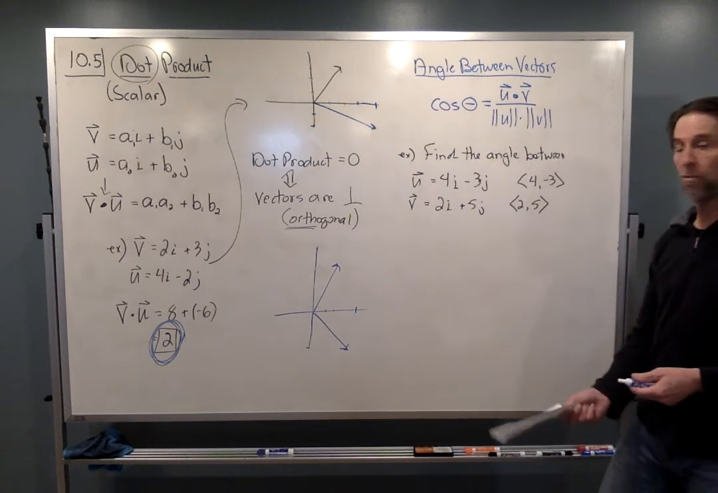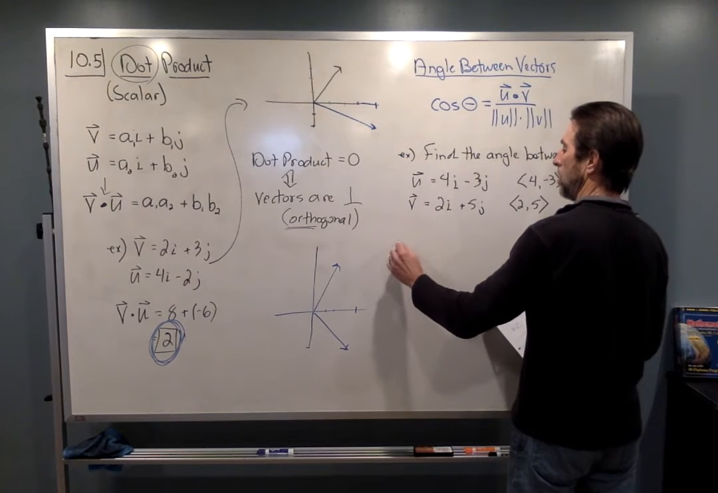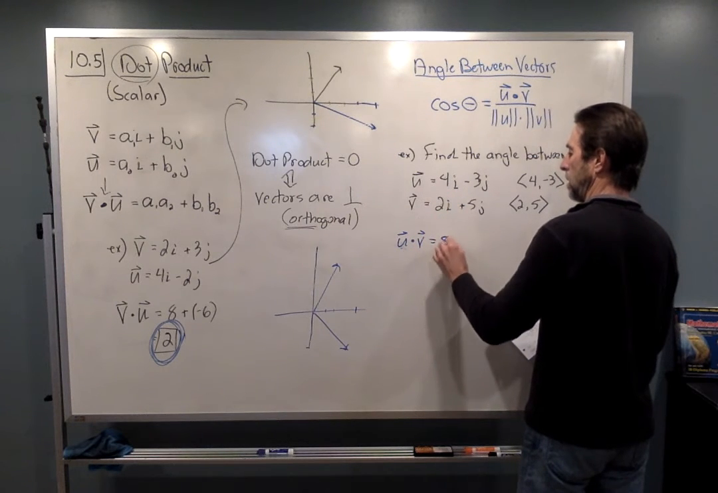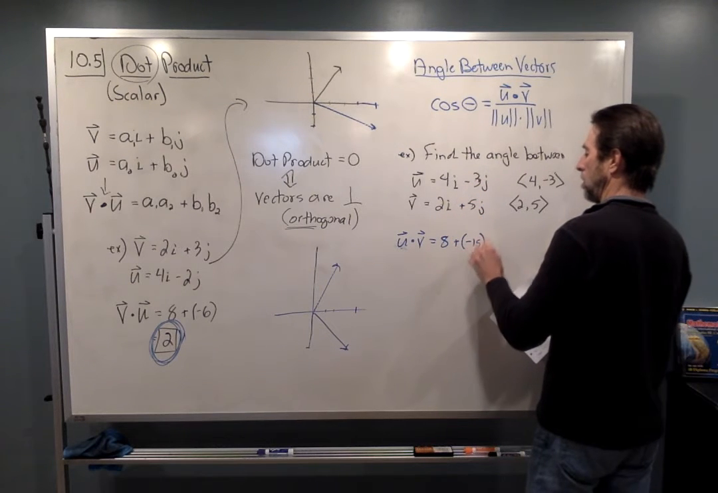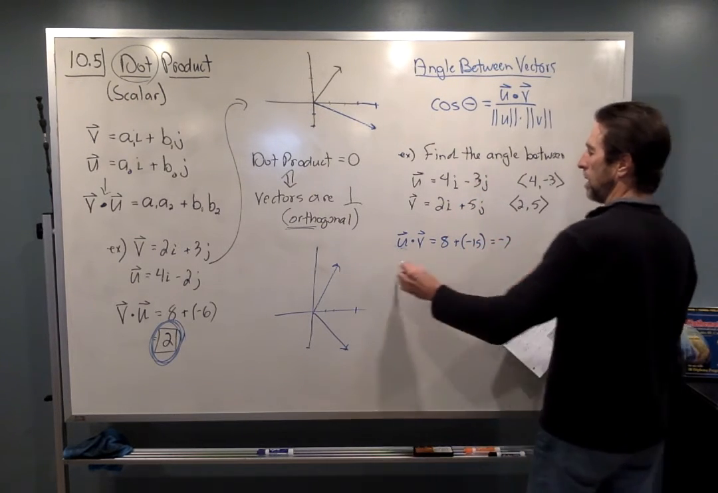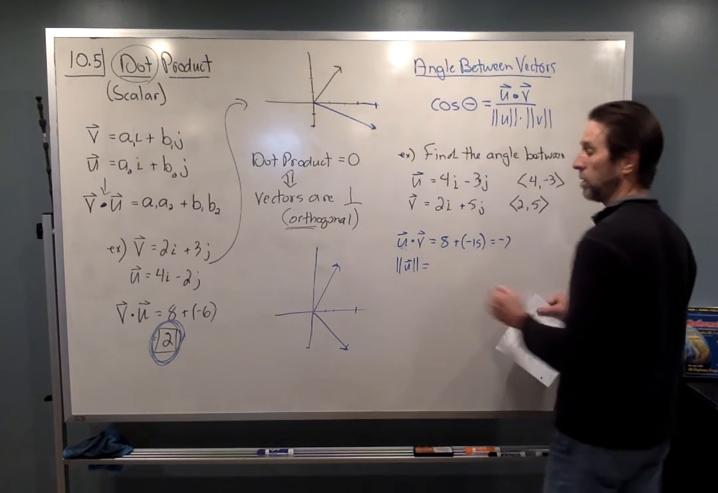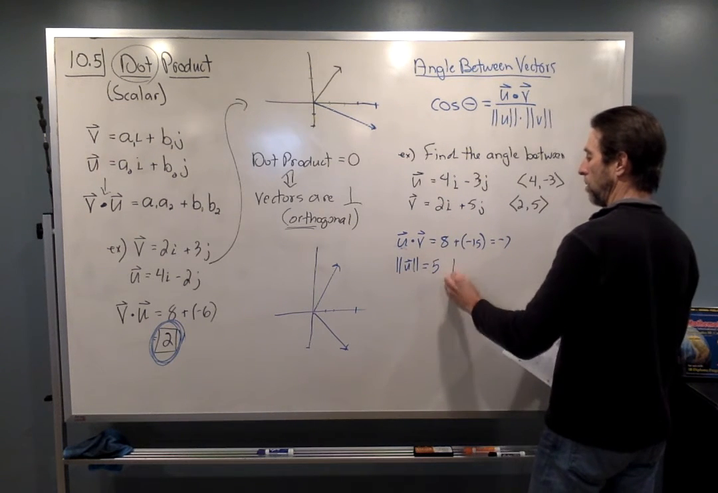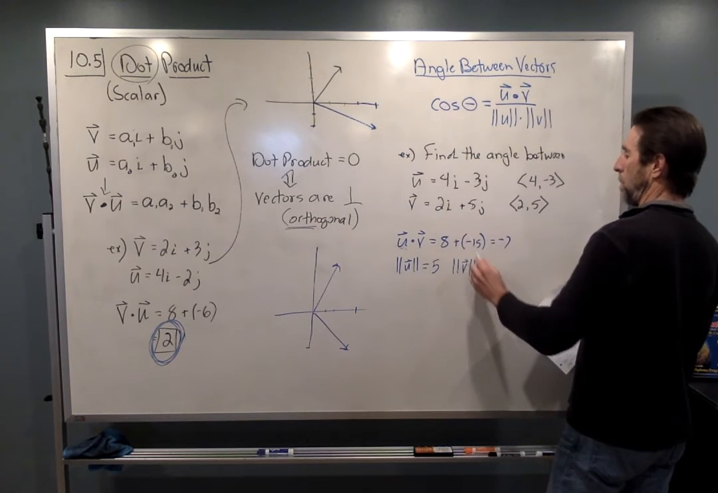So what I'm going to do is find the dot product. U dot V would be the product of these two, which is 8, plus the product of these two, which is -15. So I get -7. The magnitude of U, that's basically the Pythagorean theorem, square root of this squared plus that squared is going to be 5. The magnitude of V is going to be radical 29.